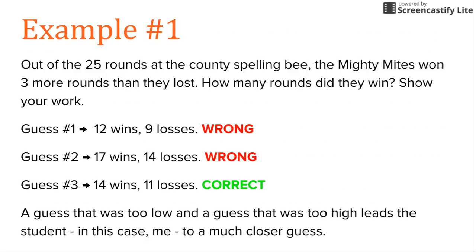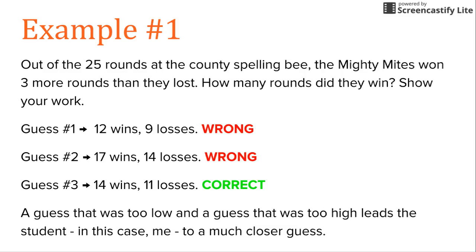All right, for example number 1 of the guess and check: out of the 25 rounds at the county spelling bee, the Mighty Mites won 3 more rounds than they lost. How many rounds did they win? Show your work. For the first guess, I knew that we had to have 3 more wins than losses, so I did 12 and 9 to satisfy that criteria. But it does not satisfy the 25 rounds. It only adds up to about 21. So I knew that one was wrong.